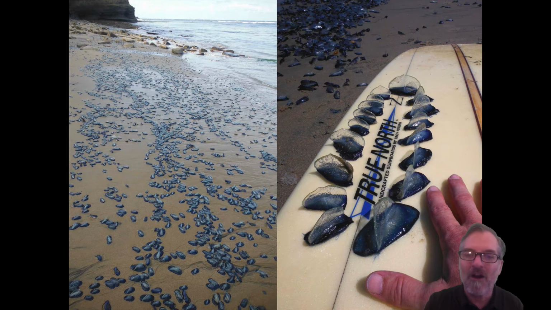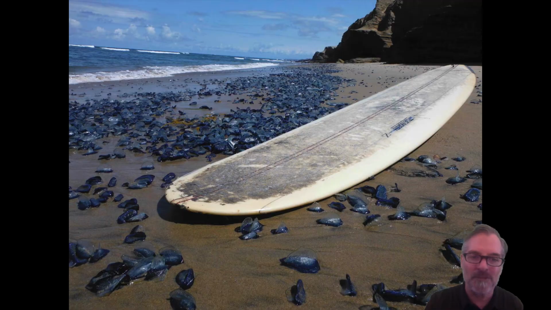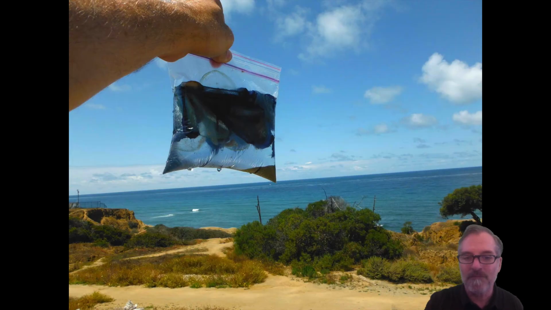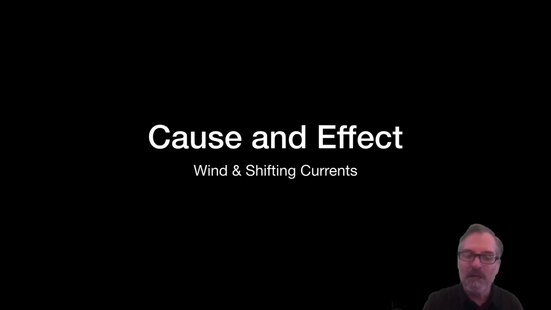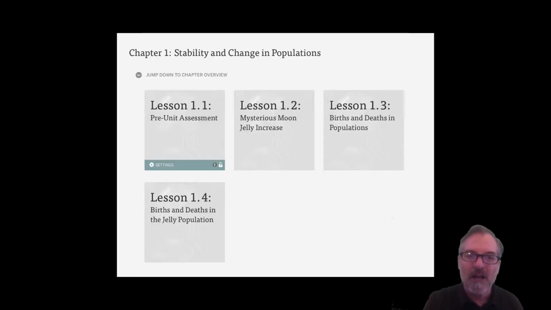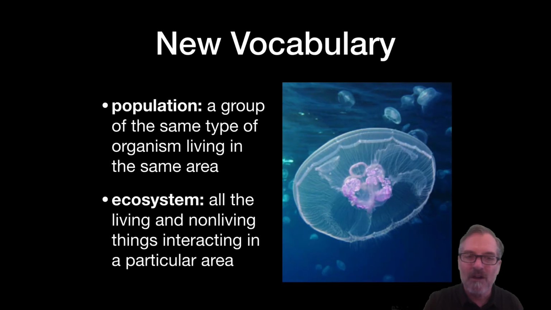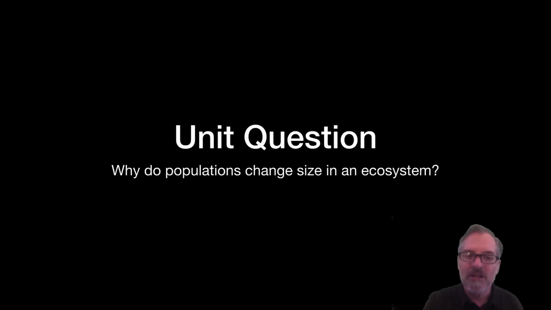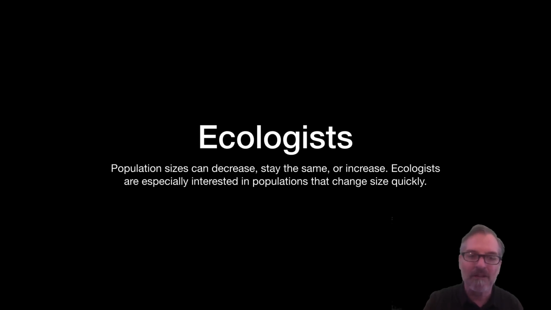But what was the cause of that? These are real problems scientists are trying to figure out. I took some samples to bring back to class. Obviously, one of the cross-cutting concepts is cause and effect, so it would be wind and shifting currents. And then we went on to our unit question. We already talked about that.